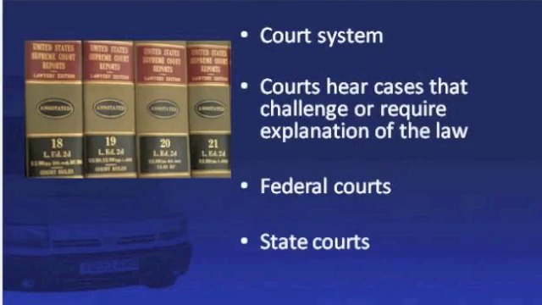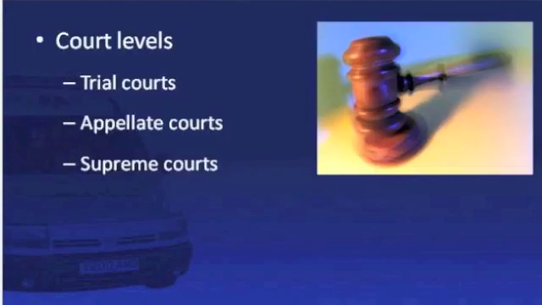And the judicial branch is the court system. Courts hear cases that challenge or require explanation of the law. We have federal courts and state courts. The different court levels are trial courts, appellate courts, and supreme courts.